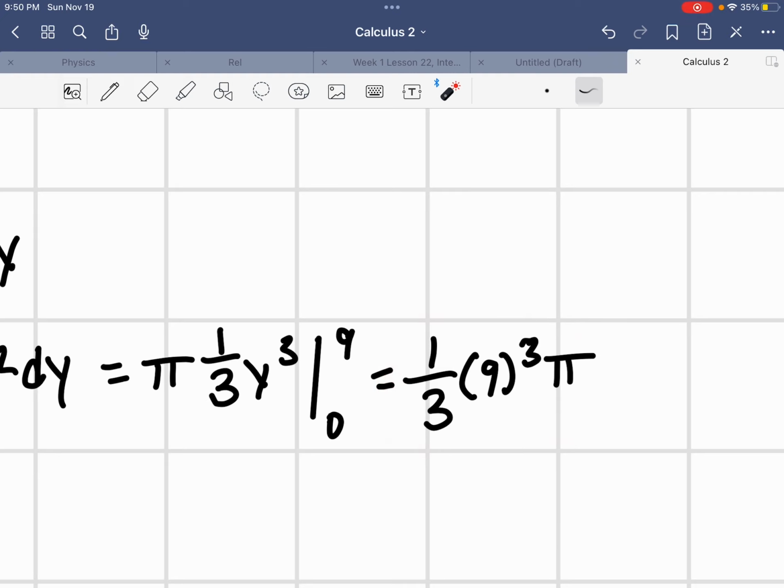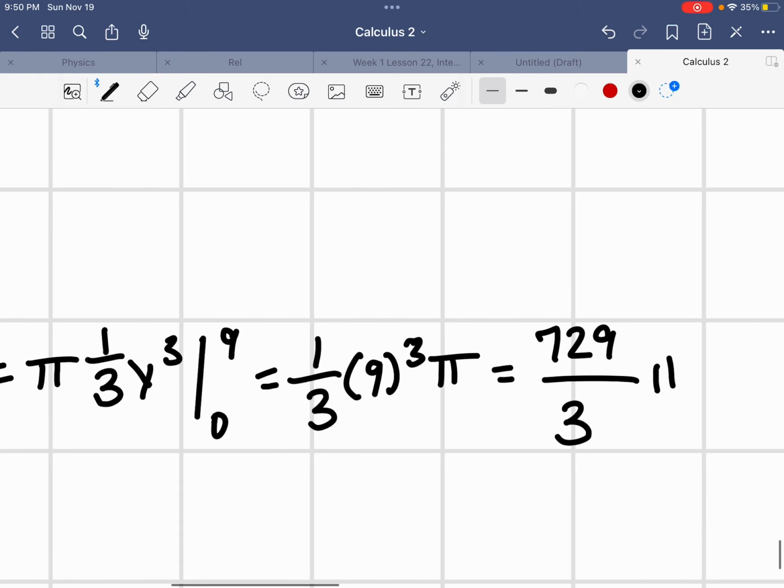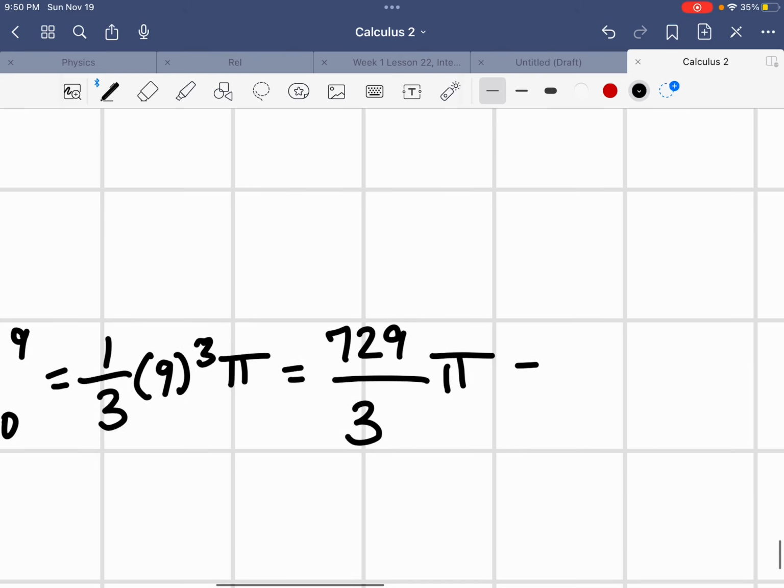Let me just simplify it better. 9 cubed is equal to 729 over 3 pi, and I think that equals 243 pi.